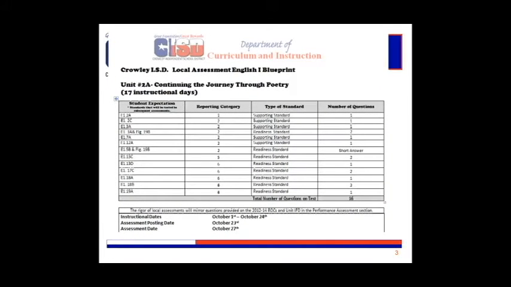Please pause for a moment to review the Unit 2A Local Assessment Blueprint. 17 instructional days will be utilized for Unit 2A, beginning October 1st through October 24th. The local assessment will be available for printing on October 23rd and should be assessed on October 27th. Remember to administer unit assessments within 3 school days upon completion of the unit, and the blueprint is also located on the CTL website.